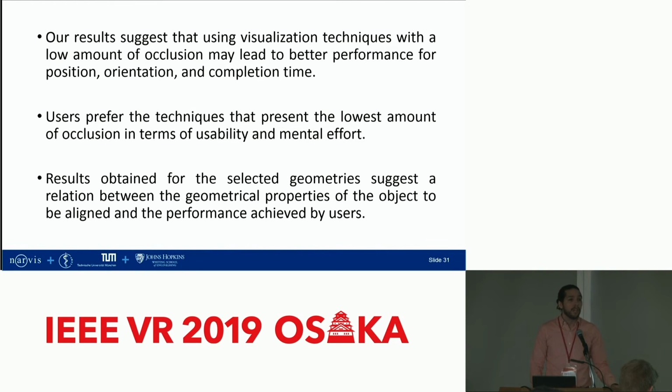So if we can achieve good scores, whichever method we use, then why not use those that the users prefer? And lastly, talking about the geometries, this suggests a relation between the geometrical properties of the object to be aligned and the performance achieved by the users.